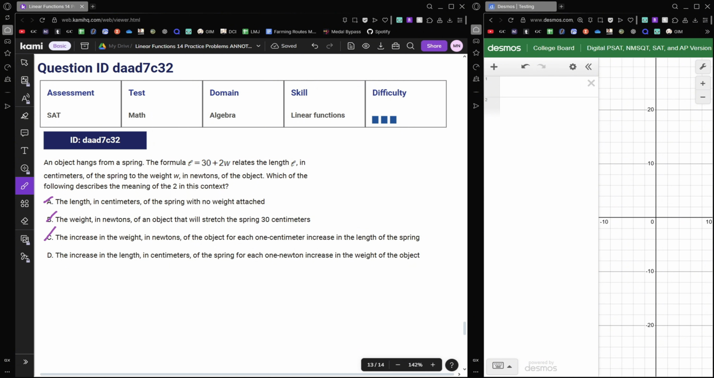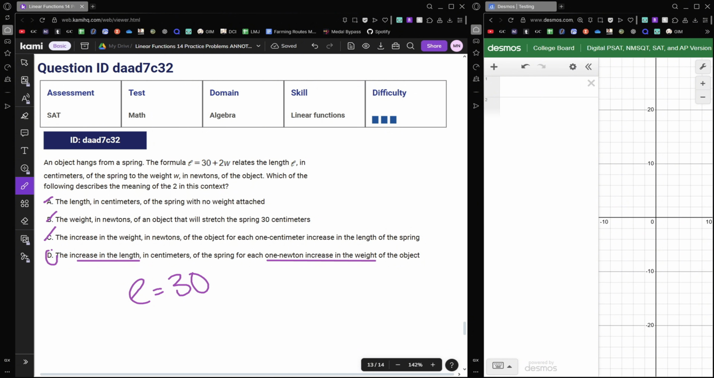Alright, we know D is obviously going to be our answer, but let's go ahead and read it just to check. The increase in the length in centimeters of the spring for each 1 newton increase in the weight of the object. First up, let's say that the weight of the object was 0 newtons, so we know that the length would end up being 30.